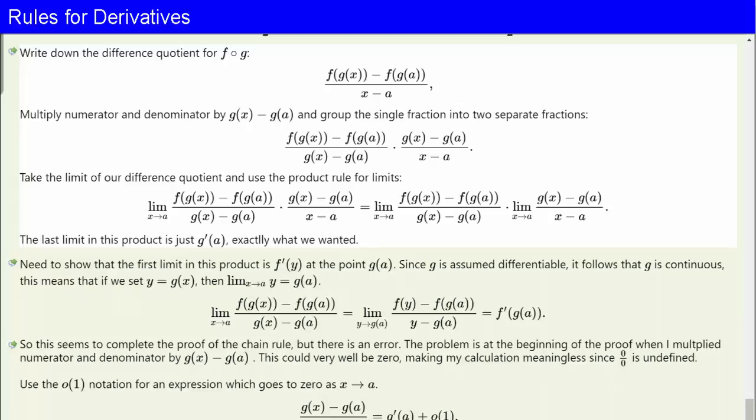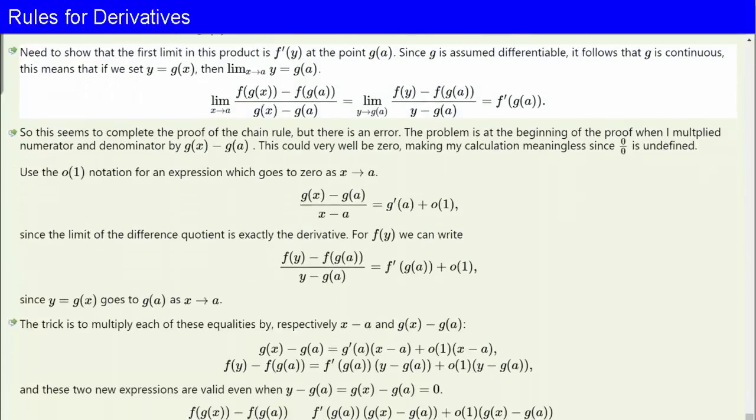Now we take the limit of our difference quotient and use the product rule for limits. The limit as x goes to a of that product is the product of the 2 limits, and the first limit is f of g of x minus f at g at a over g at x minus g at a, and the other limit is g at x minus g at a over x minus a. Now the last limit in this product is just g prime at a, exactly what we wanted.